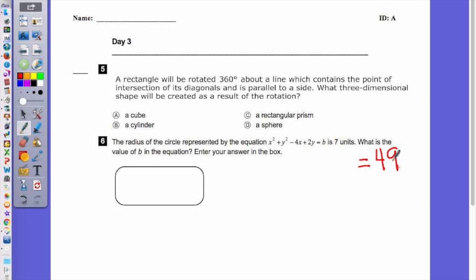So we know that that's equal to 40. Now let's look at trying to get this into the equation of a circle. So I'm going to have to complete the square. To make this easier, I'm going to take my x squared minus my 4x and put those together. And then I'm going to put my y squared term plus my 2y together.